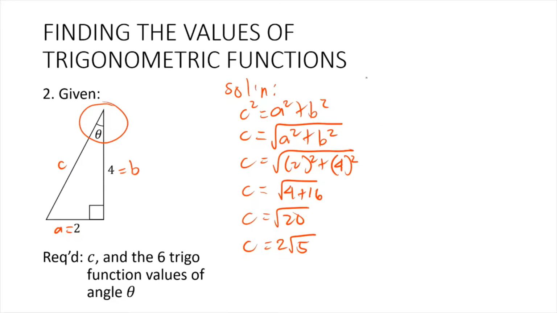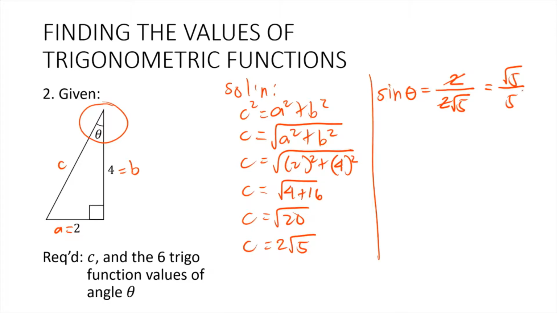Now let's solve for the trig function values of angle theta. So first we have sine of angle theta. In this case, we have opposite angle theta is 2. So plug in 2. Then hypotenuse is C, where C is 2 square root of 5. Okay. So simplify, rationalize, we get what? Cancel out 2 and then rationalize. So this is square root of 5/5. Okay.